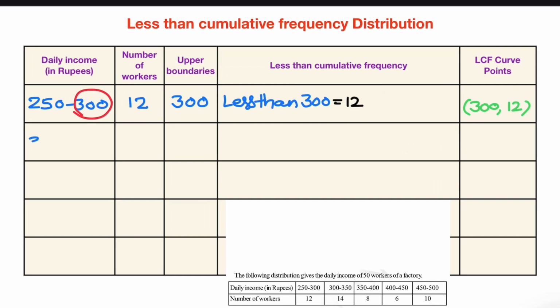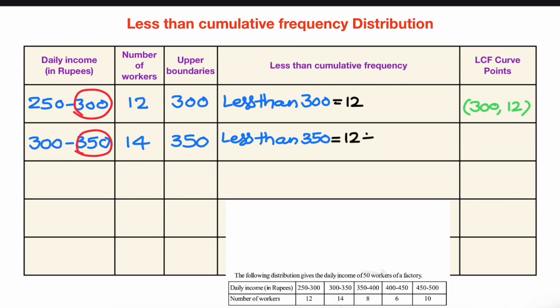Second class interval is 300 to 350. Number of workers 14. Upper boundary of this class interval is 350. Less than cumulative frequency of the 300 to 350 class interval is the number of observations less than 350. That means 12 plus 14, that equals 26. This point is 350, 26.